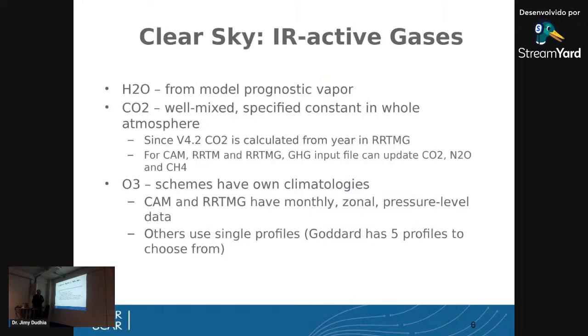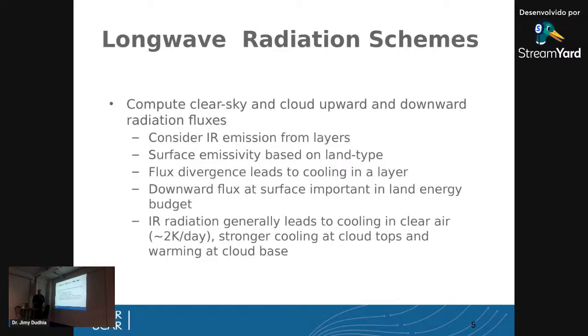The flux divergence leads to cooling in a layer, so the infrared is emitted and then it converges or diverges in different layers depending on whether it's absorbed or emitted. So it's a combination of absorption and emission that leads to a flux divergence. The downward flux at the surface is important in the land energy budget because it's a few hundred watts per meter squared. So it's actually comparable with the solar input, the downward long wave flux at the surface from the atmosphere. And the infrared radiation generally leads to cooling in clear air of the order of 2 degrees per day, and stronger cooling at cloud tops and warming at cloud base.